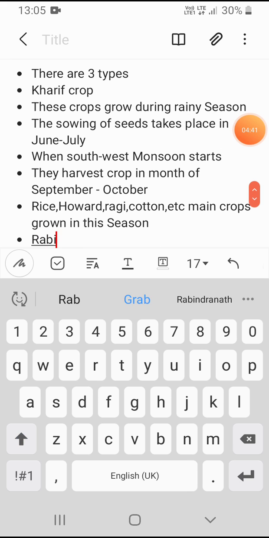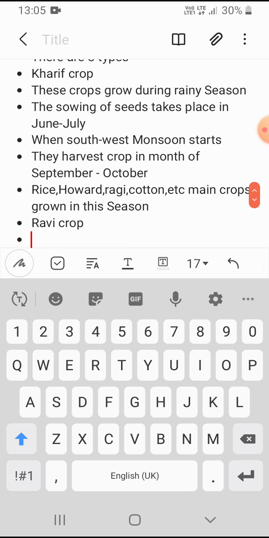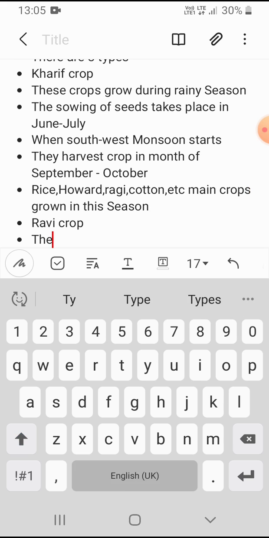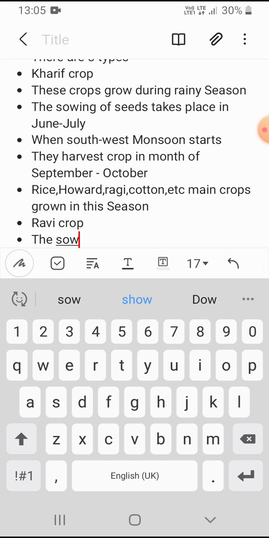Rabi crop. Next is Rabi crop. The sowing of seed starts from October to November. So in the months of October and November they sow the seed.